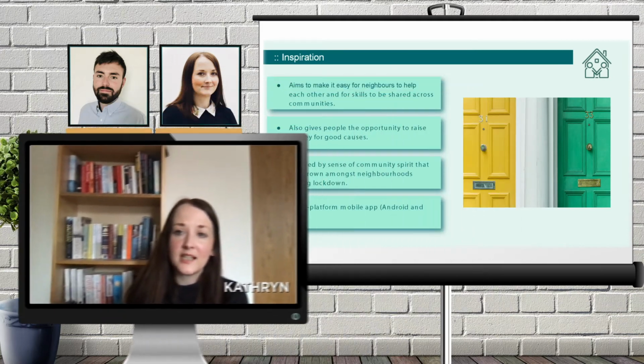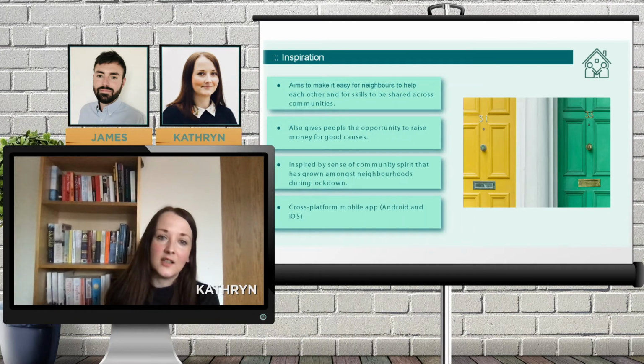F4N stands for Favour for a Neighbour, which is our cross-platform mobile app designed to make it easy for neighbours to help each other with specific jobs or household tasks and for skills to be shared across communities. Our app also allows users to raise money for a charity of their choice whenever they help out someone in their area.